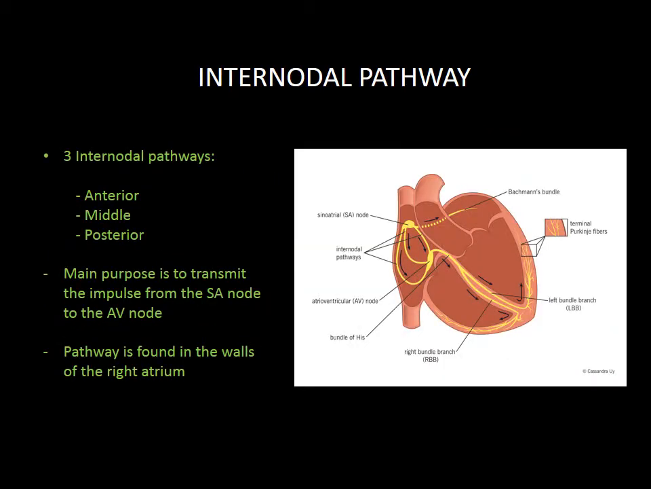There are three internodal pathways. Anterior pathway located right here, the middle, and the posterior pathway. The main purpose is to transmit the impulse from the SA node to the AV node. The pathway is found in the walls of the right atrium. Let's move to the next slide.